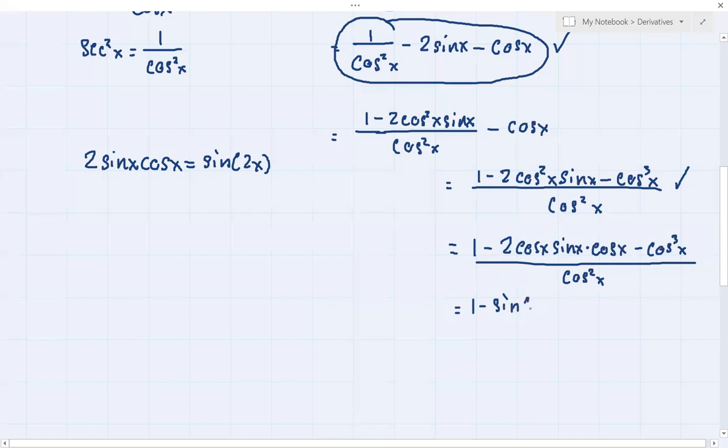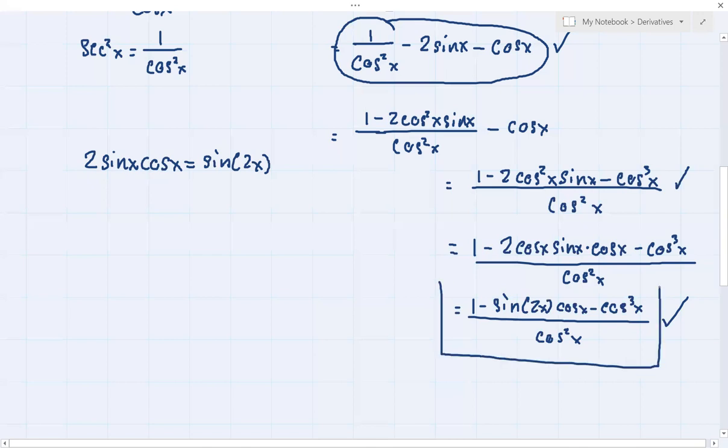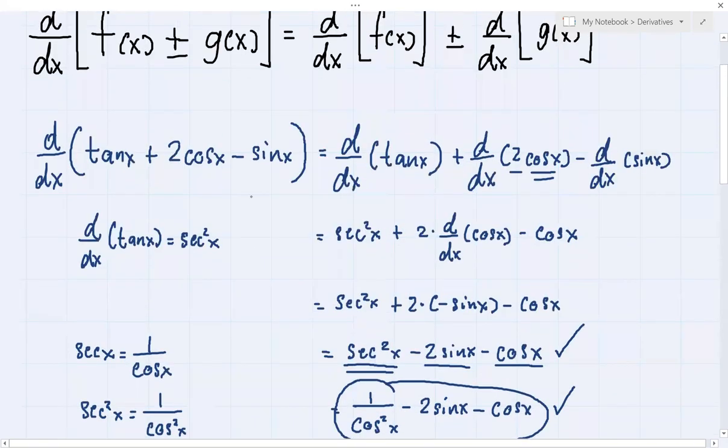Kaya nga, sine of 2x times cosine x minus cosine cube x all over cosine squared x. So, pwede rin to as your final answer. Pwede na rin to, guys. Okay? So, I'm just gonna stop right here kasi mahaba na to. Okay na to, guys, actually. So, kayo nang bahala kung pwede nyo pa siyang i-simplify basta tama ang sagot niya. Okay? Yeah.